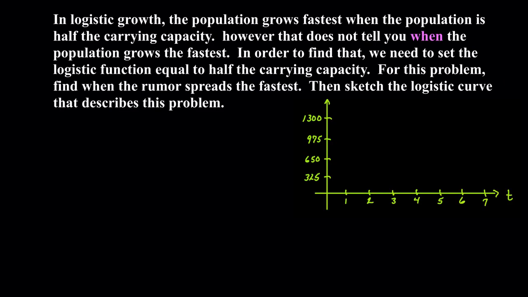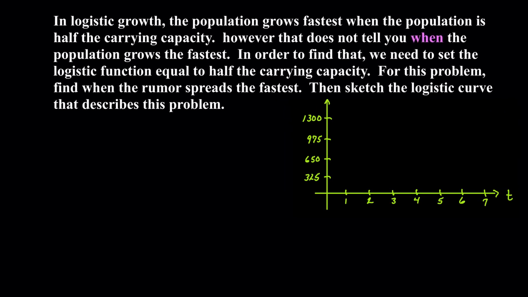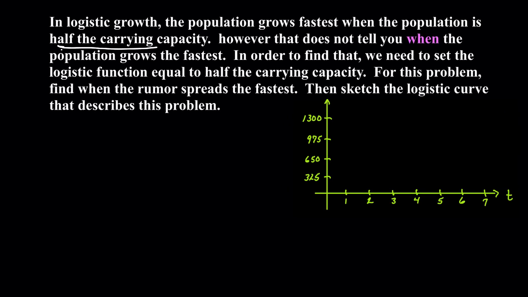All right, so in logistic growth, the population always grows fastest when the population is half the carrying capacity. That's an important concept to make sure that you have right there. However, that does not tell you when the population grows the fastest. In order to find that out, we need to set the logistic equation equal to half the carrying capacity. So for this particular problem, we're going to find when the rumor spreads the fastest, and the key word is when, which means we are looking for t.